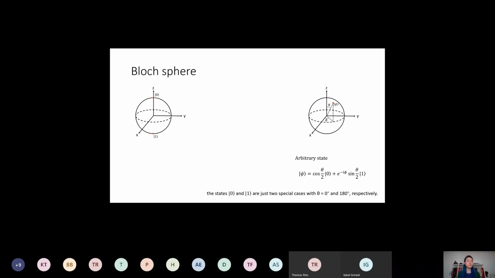So on the Bloch sphere, you can label your 0 as the top point along the z-axis and 1 at the bottom of the z-axis. And an arbitrary state would then have this mathematical description using the angles theta and phi. And we know that 0 and 1 are nothing but special cases when theta is 0 and 180. That's where we can put the point here and there.